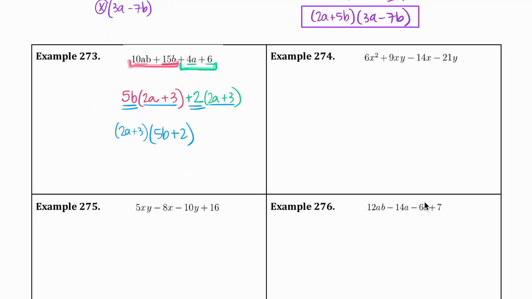And we could always check this. If we wanted to check and make sure we were right, we could just multiply these binomials back out, make sure we end up with what we started with, and then we know that we're correct. Okay, a few more examples like this.